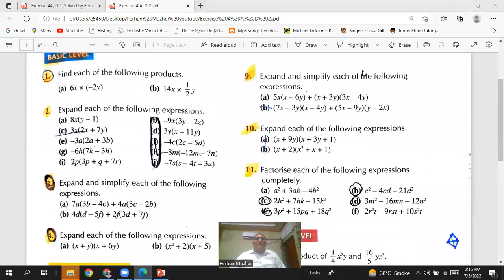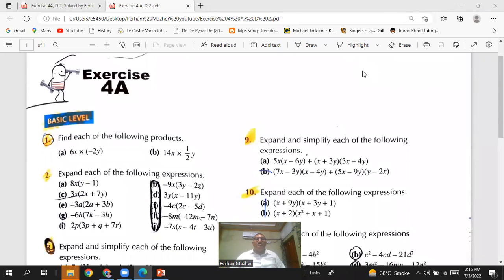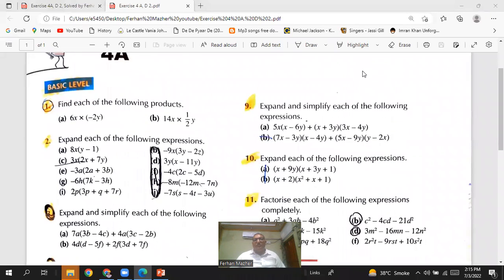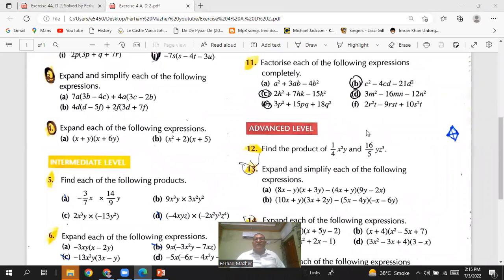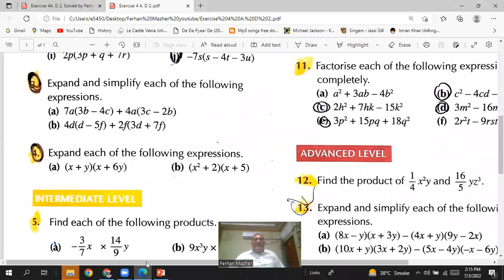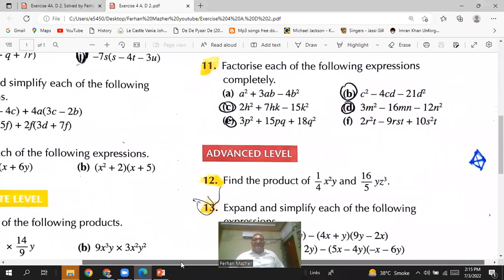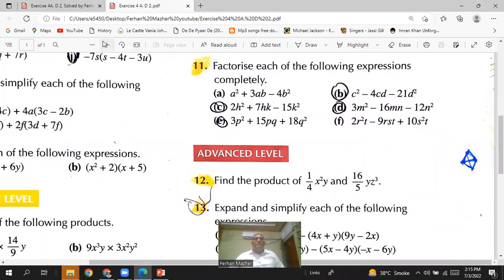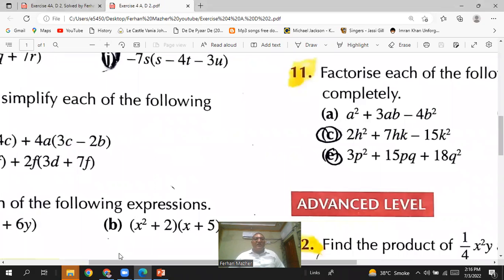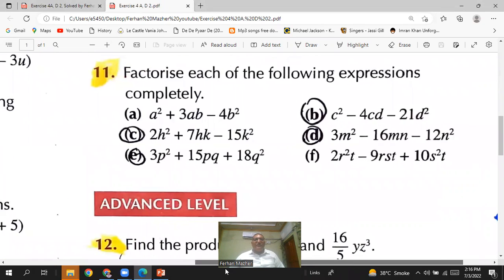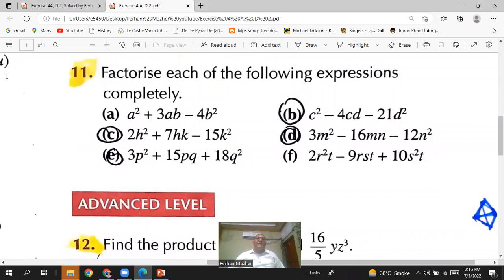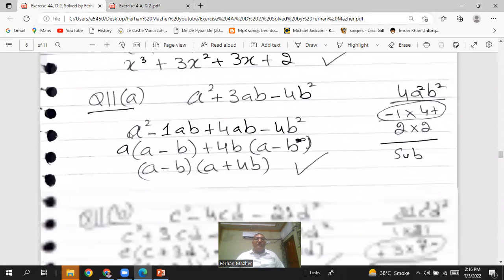Okay, so we are on exercise 4A from the D2 New Syllabus Mathematics 7th edition. This exercise is about the factorization and expansion of algebraic expressions. So we are on the 11th question. It says factorize each of the following expressions completely. The first one they are giving you is a square plus 3ab minus 4b square. So here we go, a square plus 3ab minus 4b square. Question number 11.